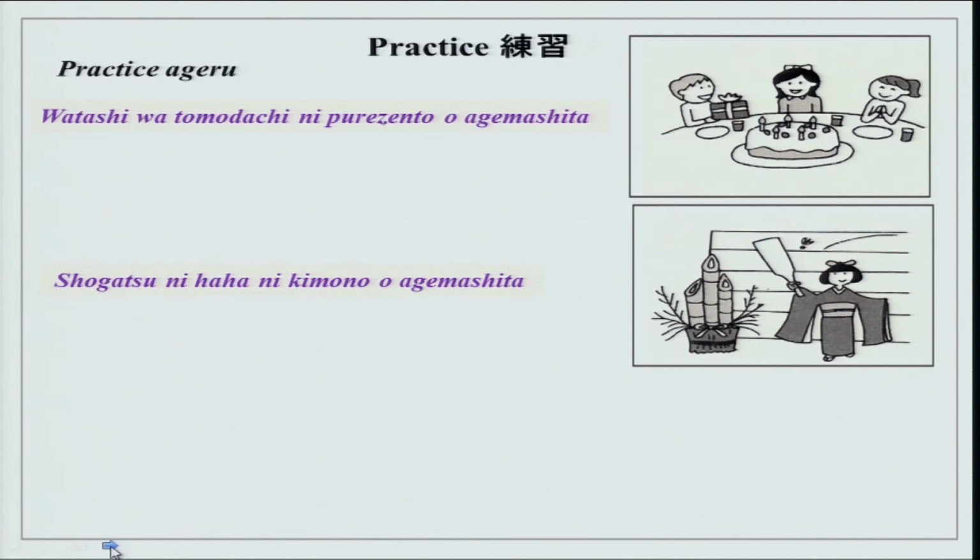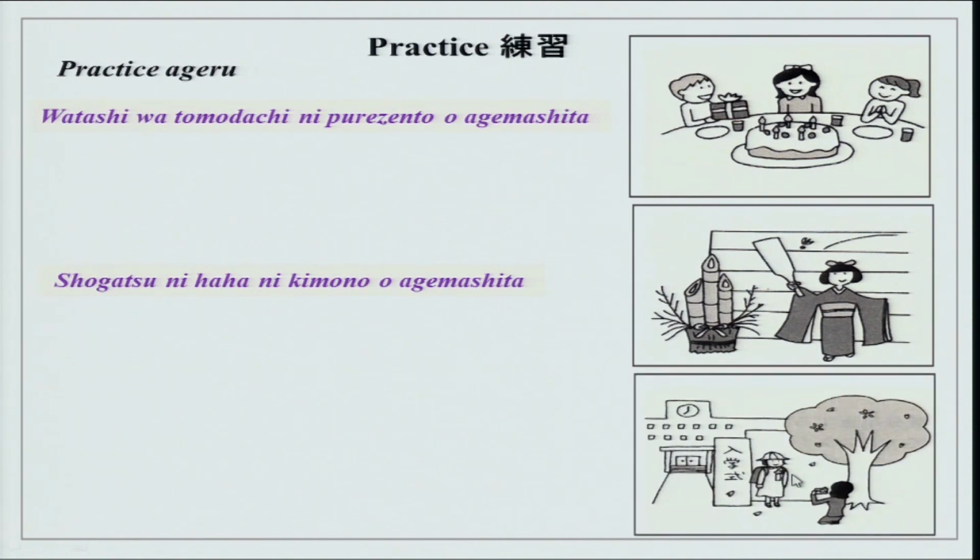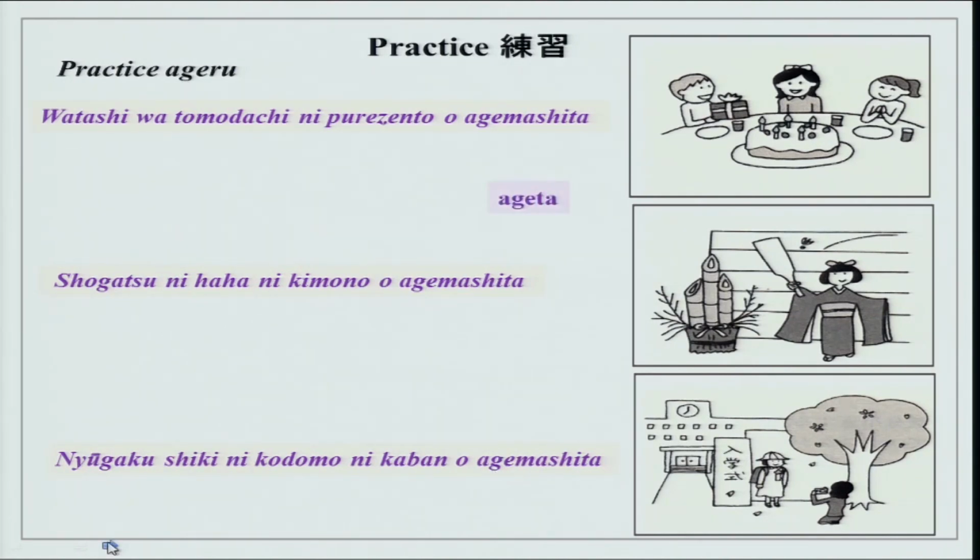So, now we have another picture over here. This is a picture of this small girl going to school, entering school for the first time in April, which is a very big event in Japan, joining school, that is. And what do we have to say? Nyugaku shiki ni kodomo ni kaban o agemashita. Kaban is bag. Watashi wa nyugaku shiki ni kodomo ni kaban o agemashita. So, well, this is how you will use agemasu and moraimasu, and ageta is, as you can see over here, plain form for agemasu.